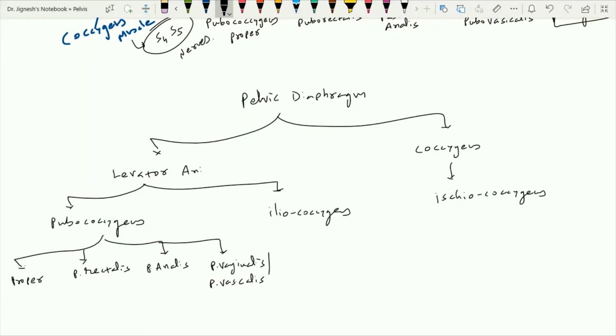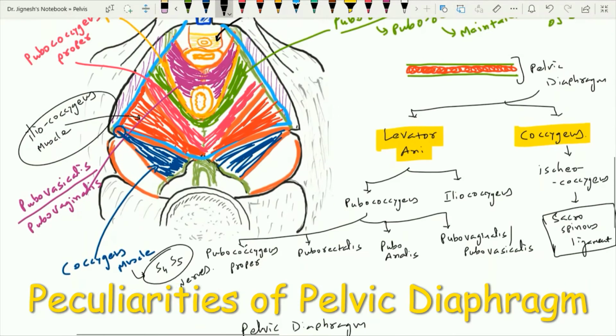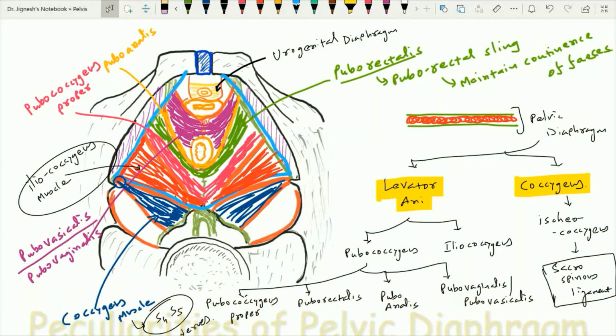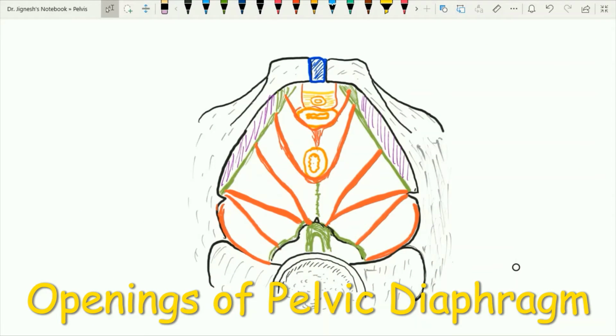Now when we see the peculiarities of this pelvic diaphragm, it is a gutter shaped diaphragm, slopes downward and forward and towards the anterior part of the pelvic outlet. Most of the fibers of the ischio-coccygeus muscle and some part of the ilio-coccygeus muscle are going to degenerate, and that's why the main support of the pelvic viscera is shouldered by the pubo-coccygeus only. Now let's see the openings which are present within the pelvic diaphragm.